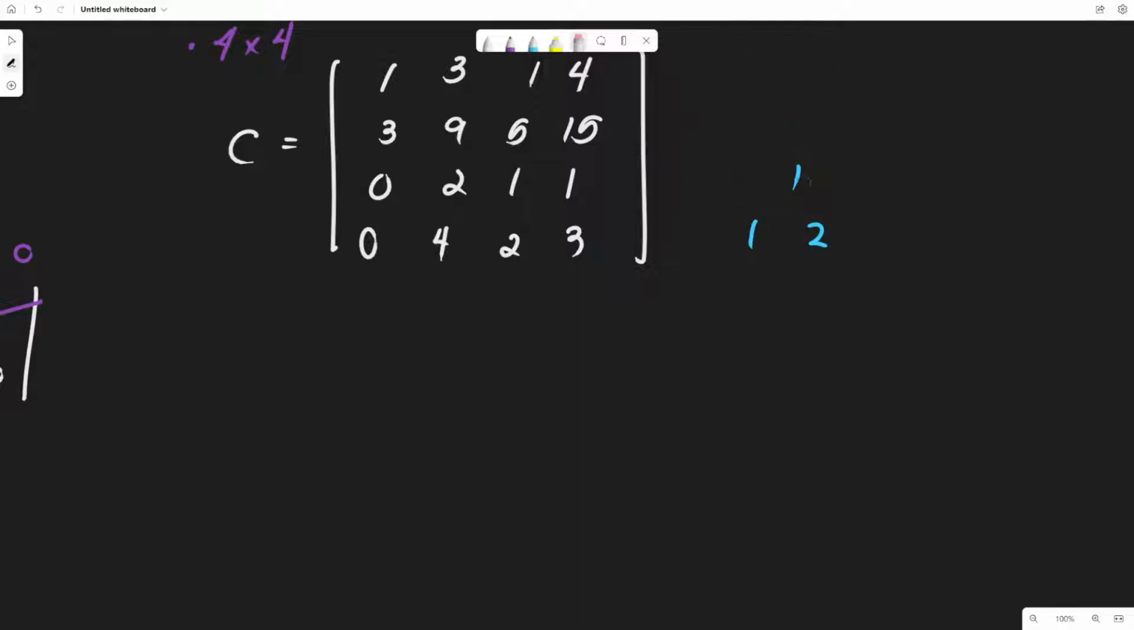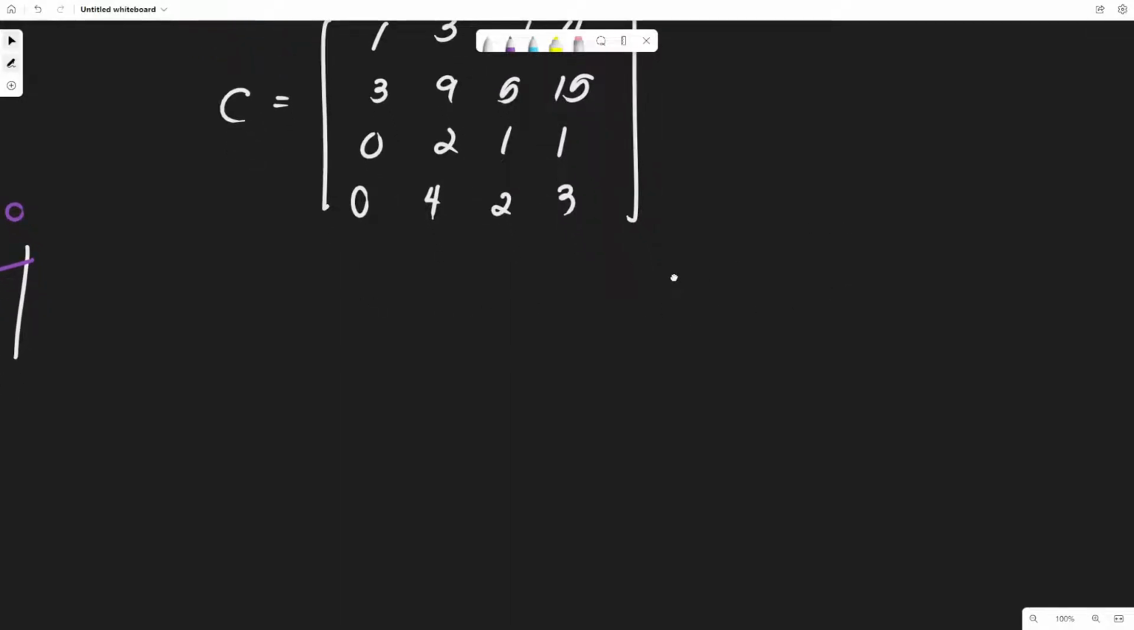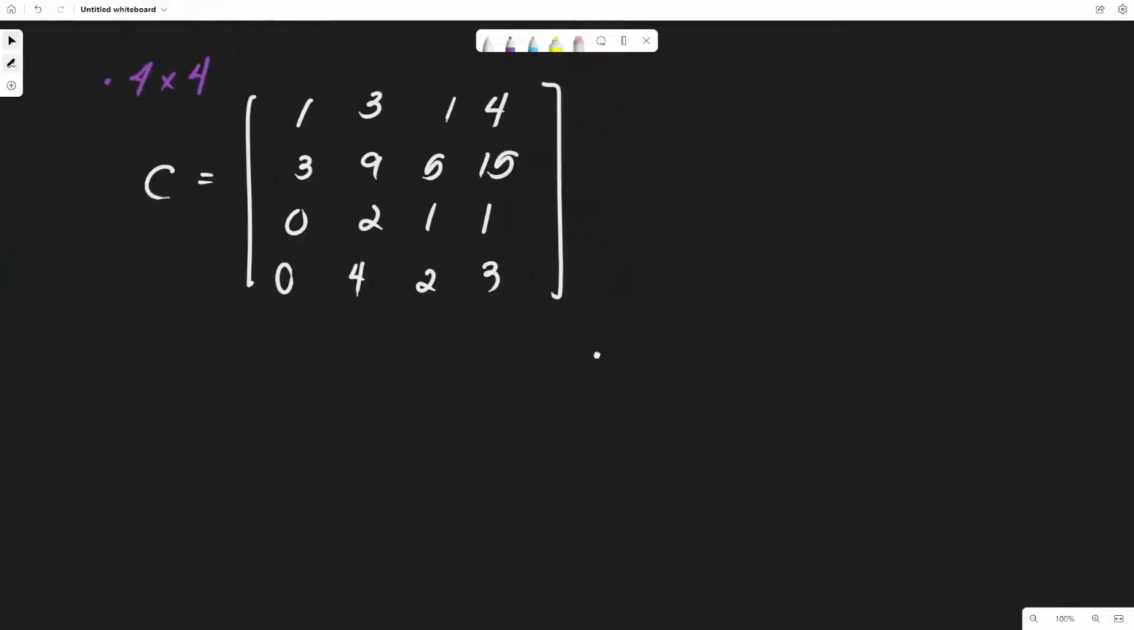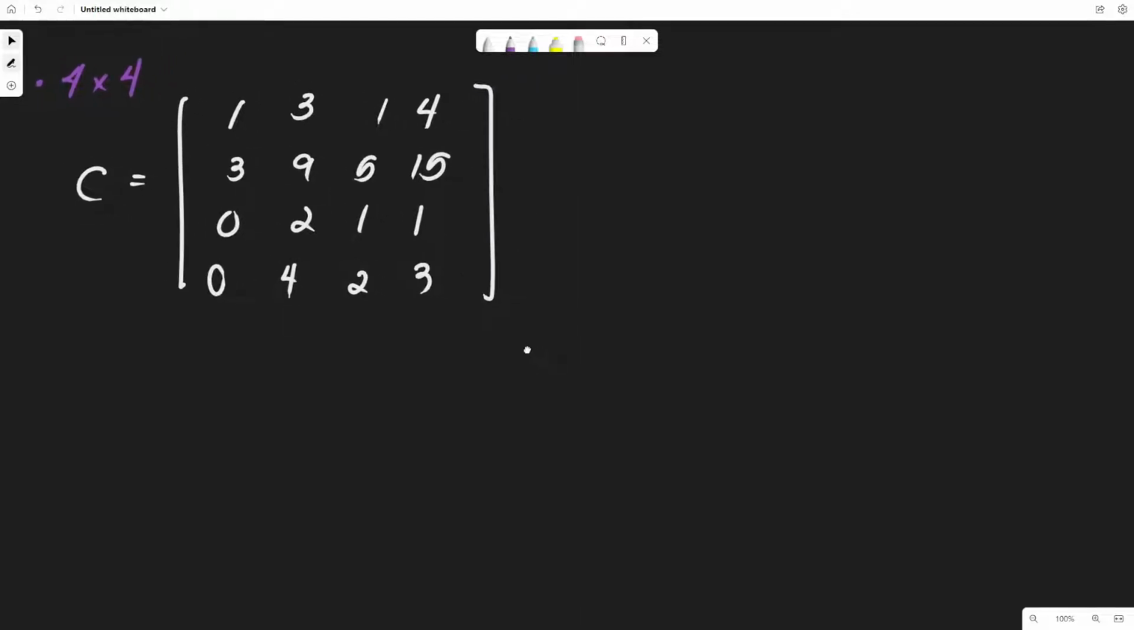So instead we can use our cofactor expansion. You can use cofactor. When it's cofactor, this is how it comes out. So we have 1 times the matrix 9, 5, 15, 2, 1, 1, 4, 2, 3. Then, minus 3. I told you, the signs change.